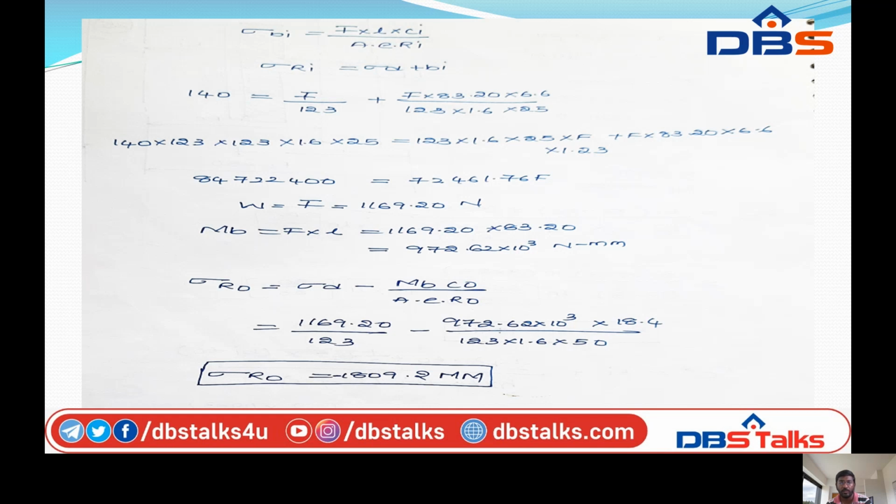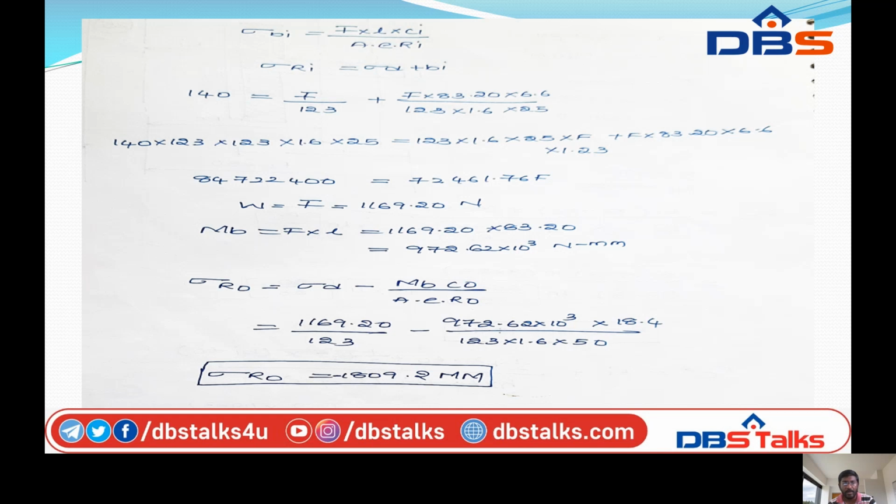84722 equal to 72461.76 F. So weight W is equal to F is equal to 1169.20 N. So bending moment MB is equal to F into L. So substitute the values of F. F is equal to 1169.20 into length 63.20, that equal 972.60 into 10 cube Newton mm.